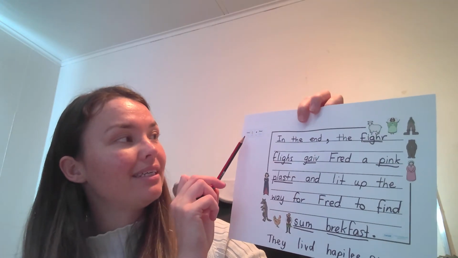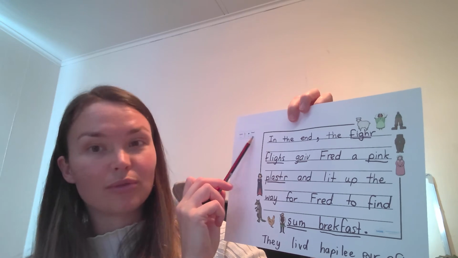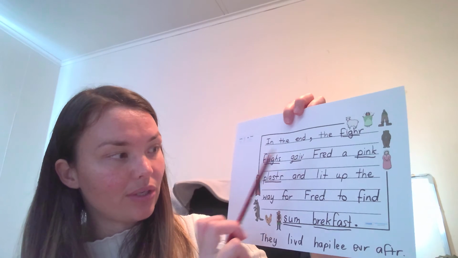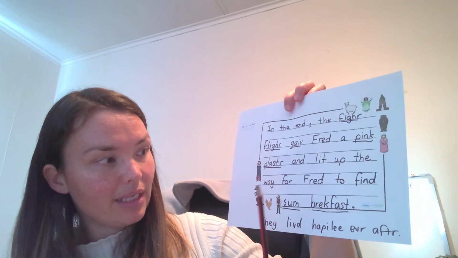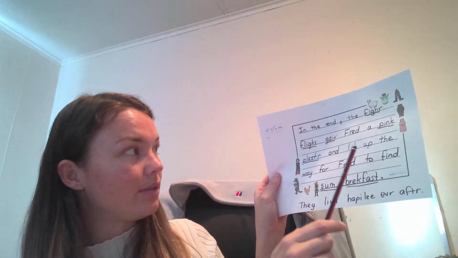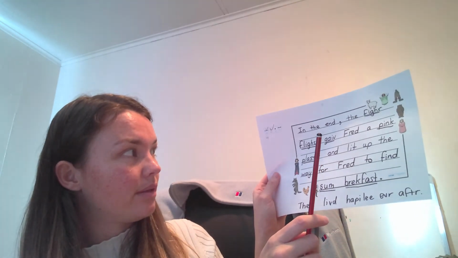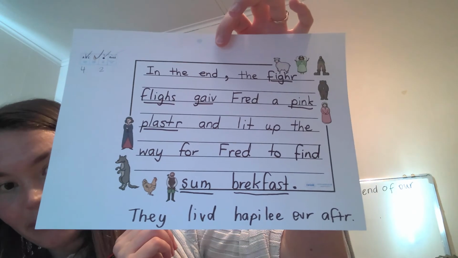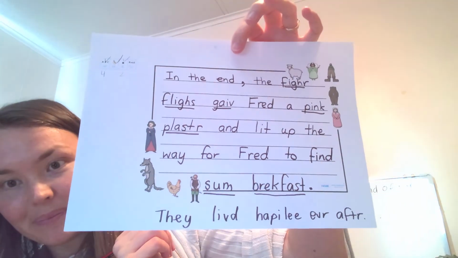Don't forget to check your rule kit on the side. Capital letters: 1, 2, 3, 4 capital letters. Finger spaces. How many full stops? 1, 2. 2 full stops and 1 comma. And yes, I have read my writing. So there, I have checked off my writing with my rule kit.